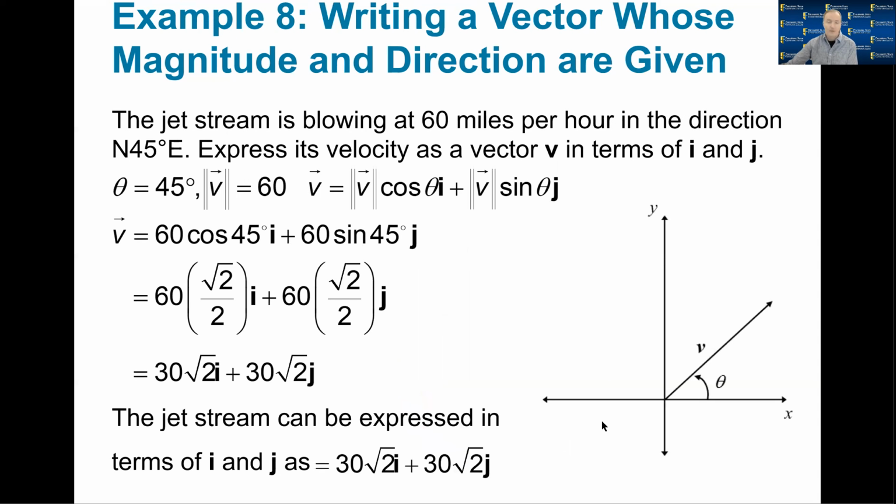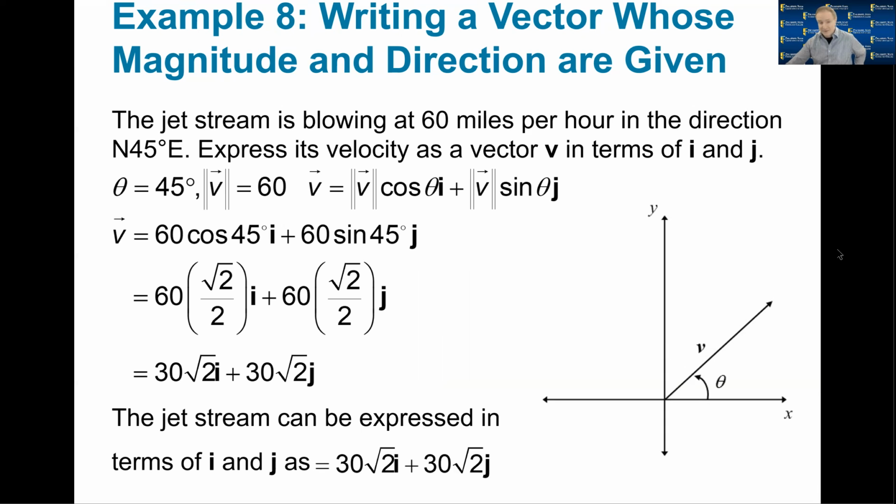Let's look at a problem like that. So this one's good because it brings in the typical types of applications that we have whenever we work with vectors. It says we have a jet stream that's blowing at 60 miles per hour in the direction of 45 degrees east of north. Now, I went ahead and drew that out here. I didn't label this, but this angle right here is 45 degrees. And it's blowing in that direction, 45 degrees east of north.